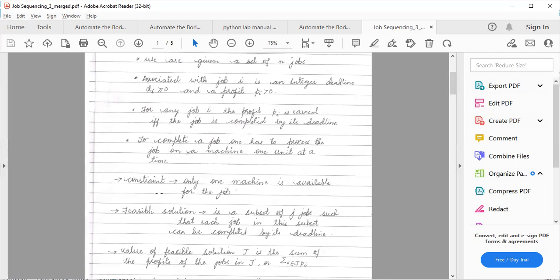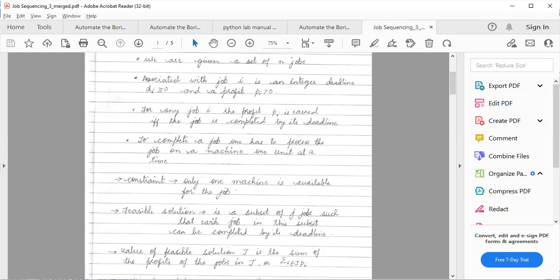Now here the constraint. Every algorithm will be having some constraint associated with it, so the problems also will be having constraints. The major constraint or limitation or availability is that only one machine is available for the job. If you have 10 jobs, it doesn't mean that you have 10 machines, or that there might be 2 machines available. No, there is only one machine available. You may be having a number of jobs.